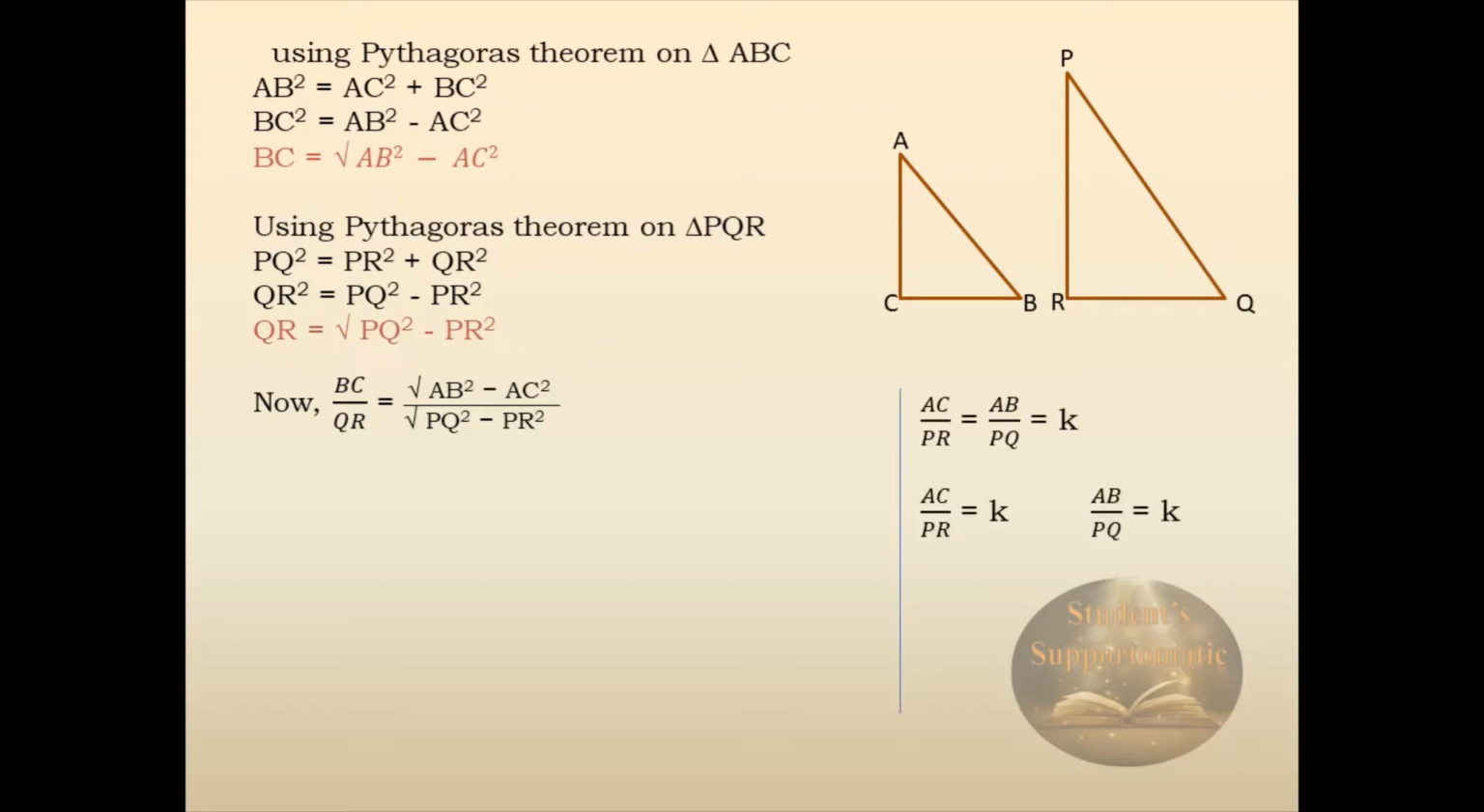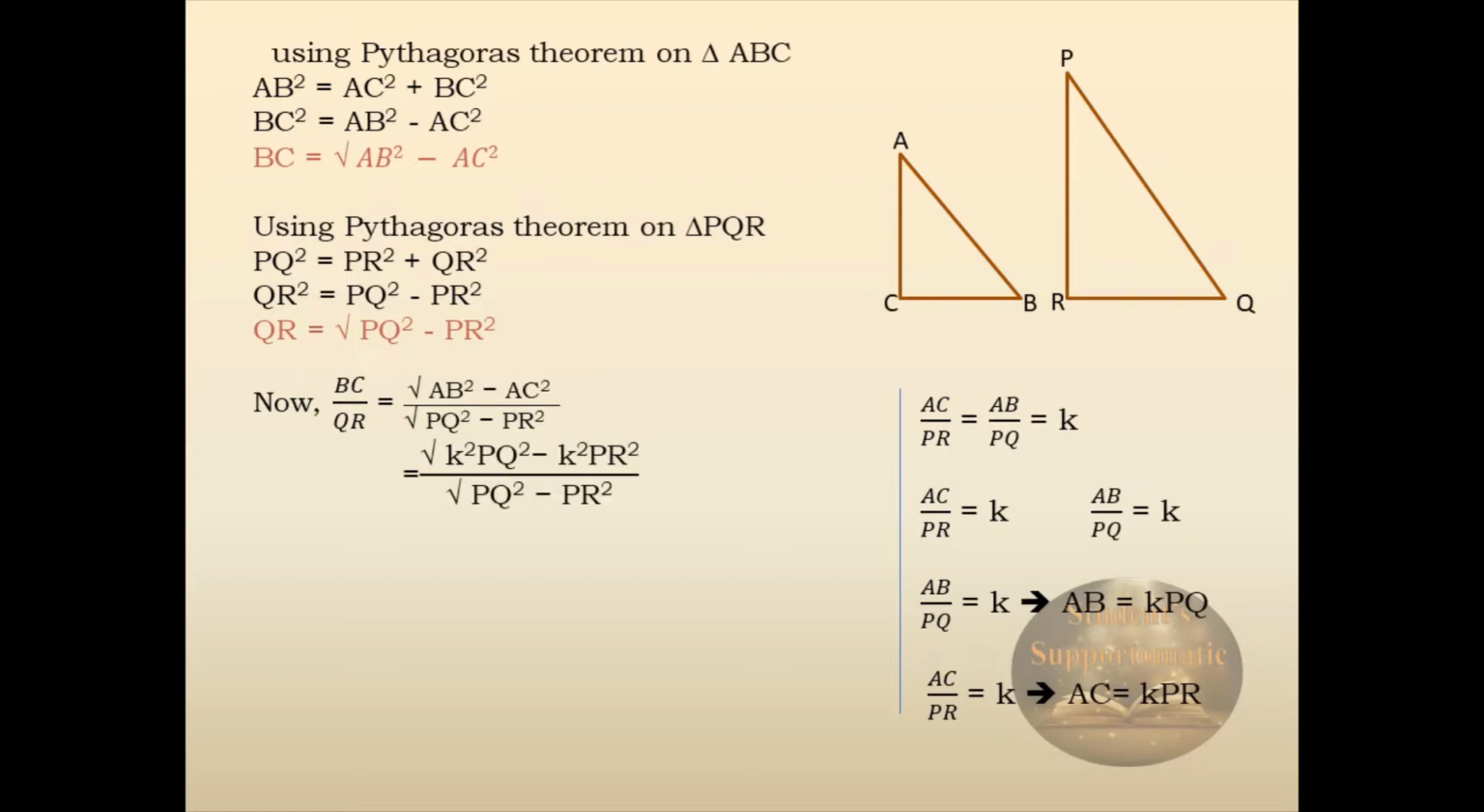Now previously we have taken AC by PR is equal to AB by PQ is equal to K. So that means AC by PR is equal to K, AB by PQ is equal to K. Now AB by PQ is equal to K, that implies AB is equal to K PQ, that is PQ multiplied by K. Similarly AC by PR is equal to K, that implies AC is equal to K PR. So the values of AB and AC, we are substituting in our equation.